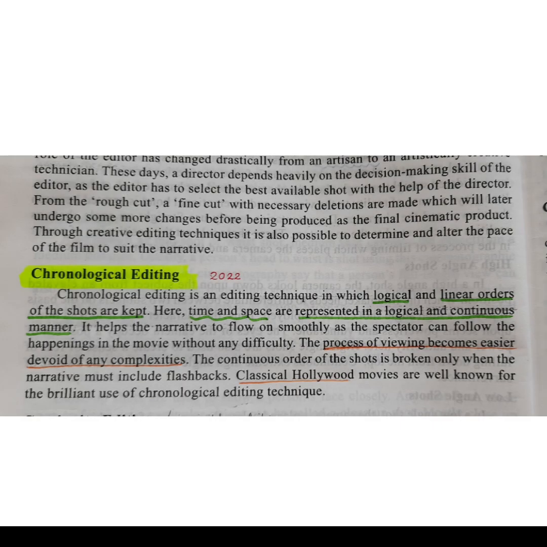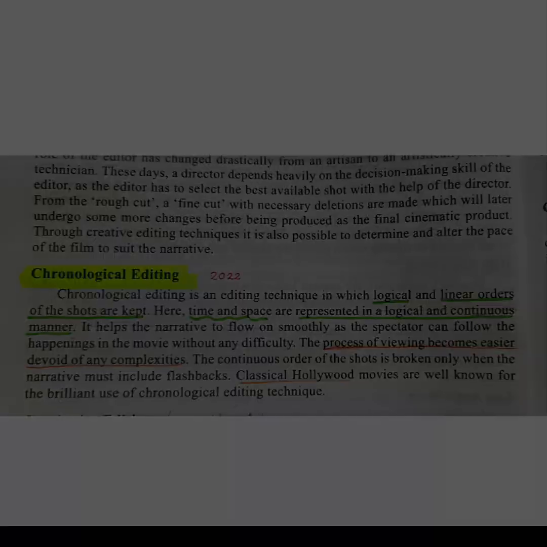What is chronological editing? Chronological editing is an editing technique in which the logical and linear order of the shots is kept. Here, time and space are represented in a logical and continuous manner. It helps the narrative to flow smoothly, as the spectator can follow the happenings in the movie without any difficulty. The process of viewing becomes easier, devoid of any complexities. Classical Hollywood movies are well known for the brilliant use of the chronological editing technique.